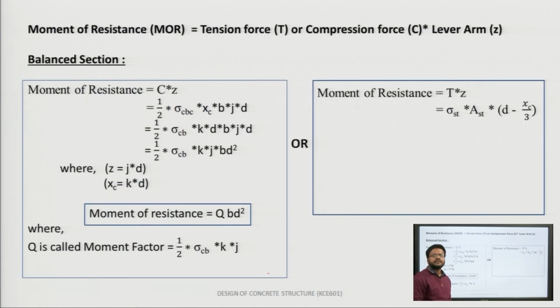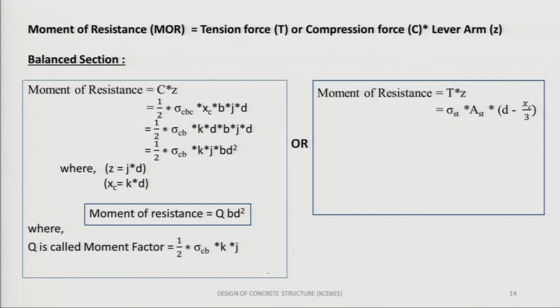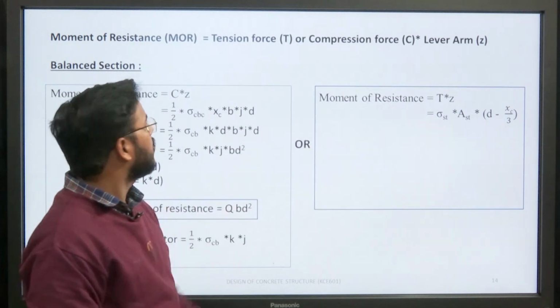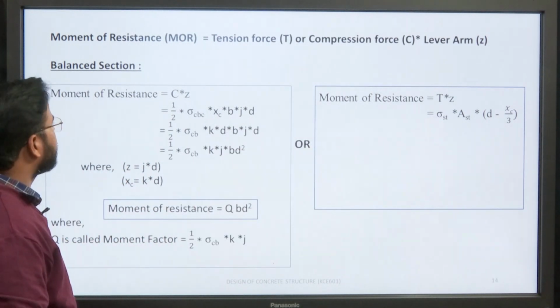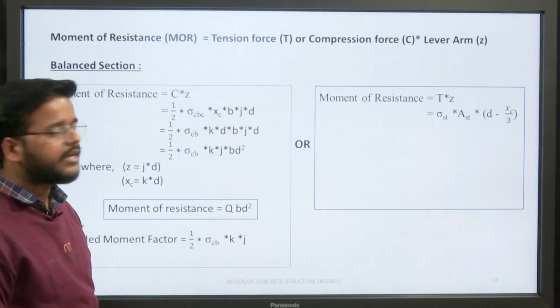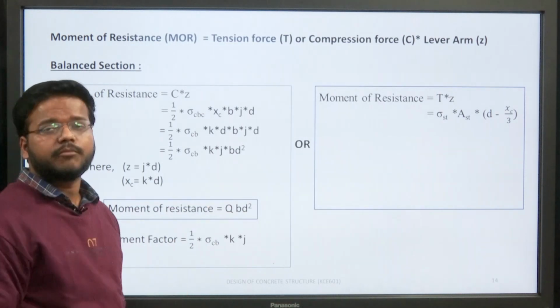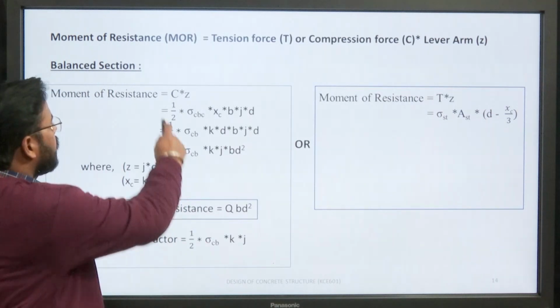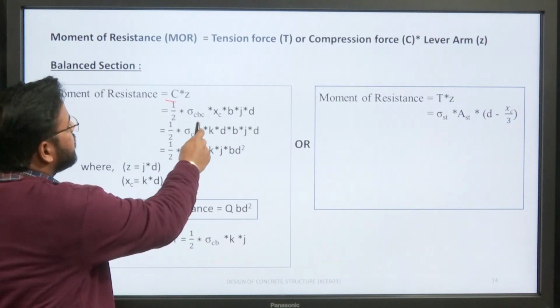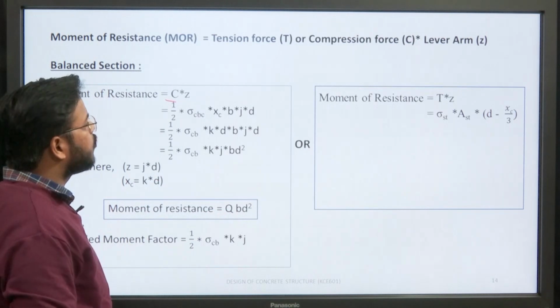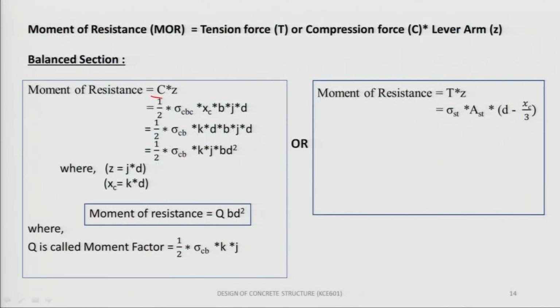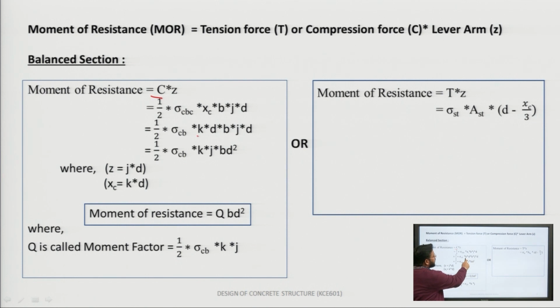Now the moment, as we already discussed, the moment of resistance is basically equal to the tension force or compression force, any one of the forces, multiplied by the lever arm. So for the balanced section we can take any one of the forces and multiply it by the lever arm value. We have already seen that the force is half sigma CBC into XC into B, and the lever arm is J into D. So it can also be written as half sigma CBC, XC can be written as K into D, B into J into D, which equals half into sigma CBC into K into J into B D square.